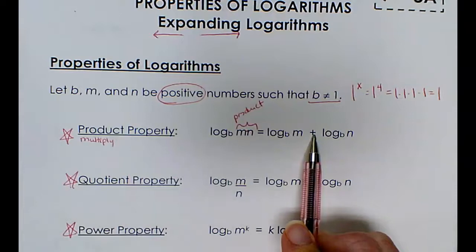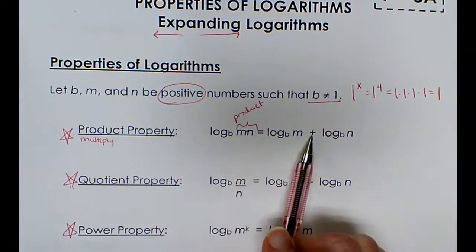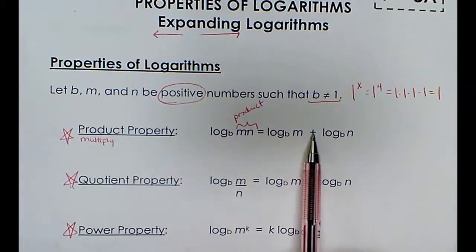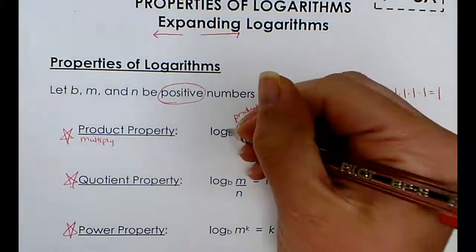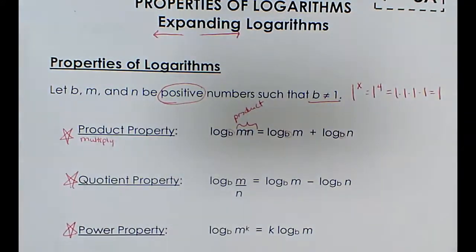Think about multiplication and addition as the operations that make things bigger. If you multiply numbers together or add them together, you get bigger numbers in the end. That's why they go together. Log base b of m times n can be expanded to be log base b of m plus log base b of n. Notice that the base is the same throughout, so you never change that base.